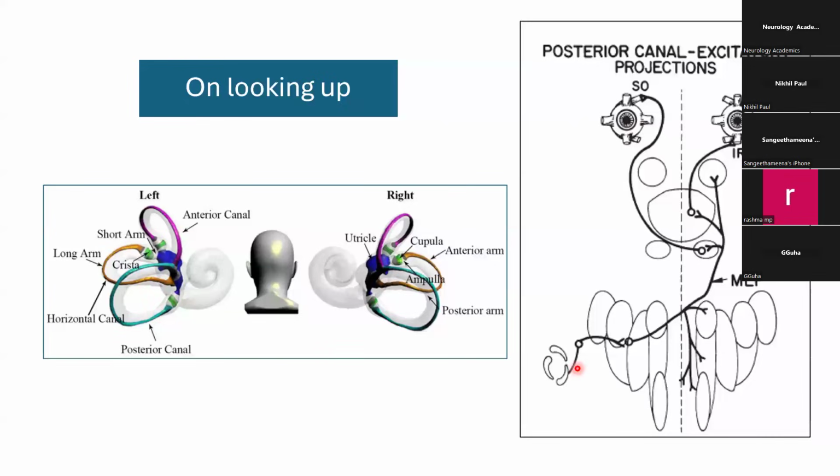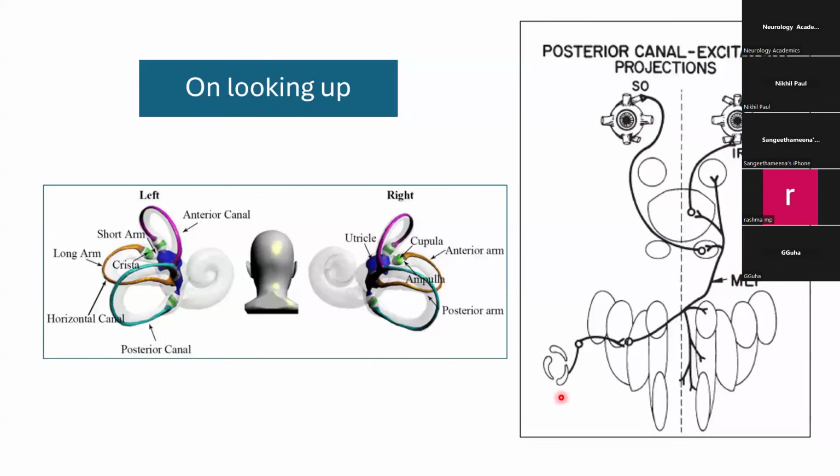Now, what happens when this gets activated? Again, it goes to the vestibular nucleus, mainly the medial vestibular nucleus. From there, it goes directly to the fourth nerve nucleus on the opposite side and the third nerve subnucleus complex. The fourth nerve nucleus, when it gets stimulated, results in activation of the opposite side superior oblique. And from the third nerve, it innervates the inferior rectus.